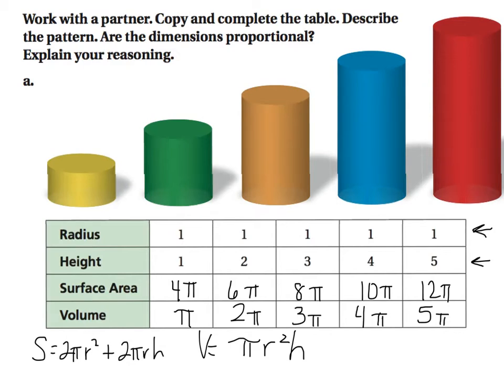So can you look at this and tell me what happens here? Every time the surface area increased by 2 pi, the volume increased by pi. Now, if we want to know if these are proportional, I'll save you some time and just tell you that they're not. This is not proportional. And if you describe what changes here, the radius is the same. The height increases by 1. The surface area changes by 2 pi. The volume increases by pi.